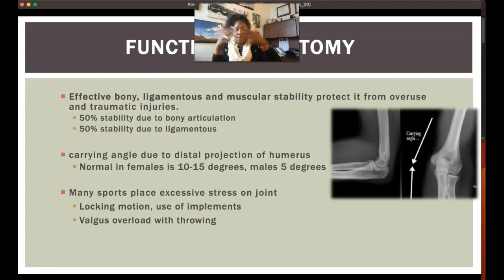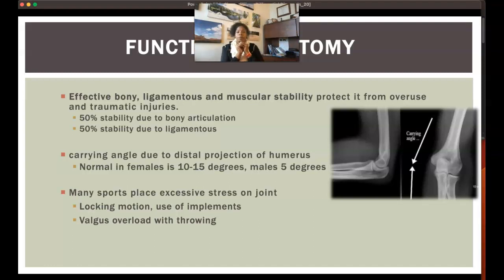So there are dire consequences for injury to the two types of structures that provide stability for both the joint proximal and the joint distal to that. Now, if we're thinking normal anatomy, one of the interesting things about the elbow joint is that it sits at about a 10 or 15 degree projection away from the midline.